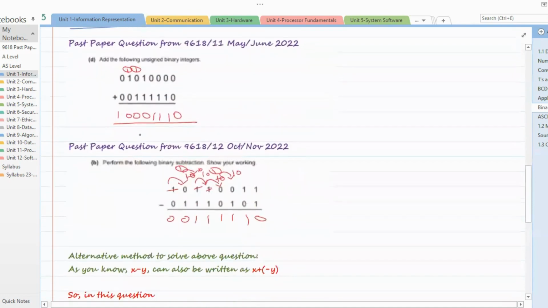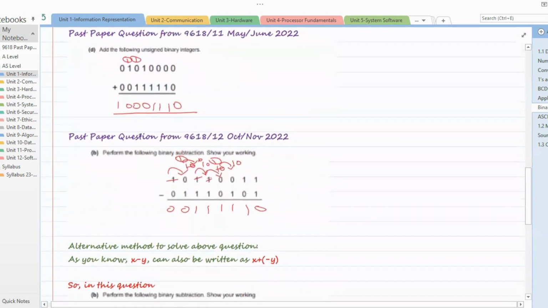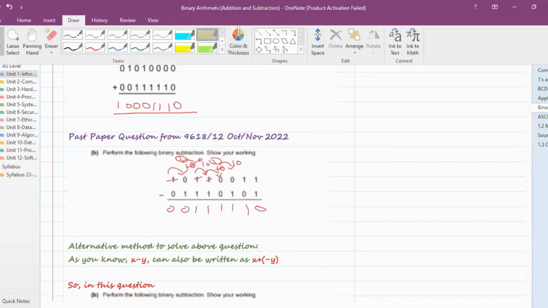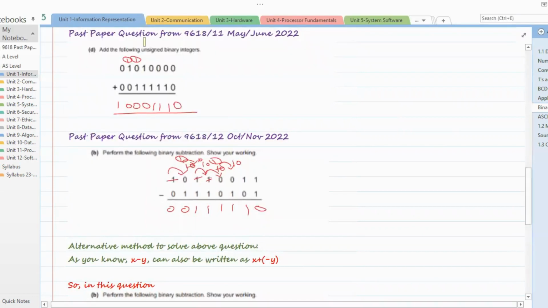Now, next is add the following. These are some past paper practice questions. So add the following unsigned binary integers. Okay, so unsigned means no sign associated. It's a positive number. So this plus this. Okay, add. We have to add it.